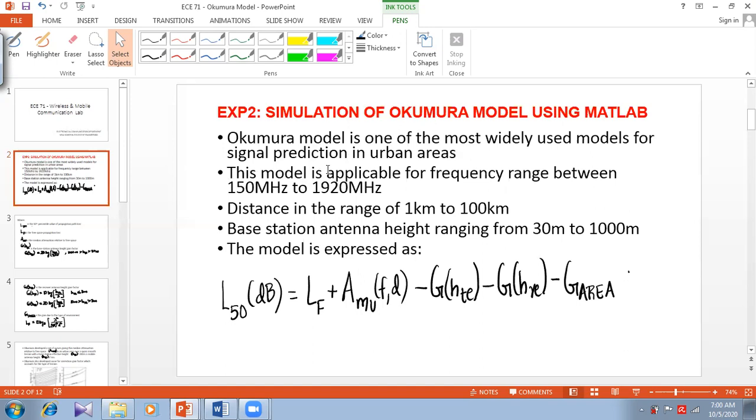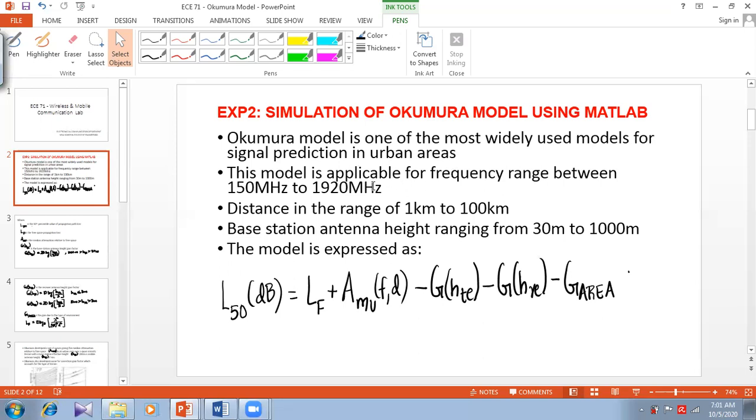This model is applicable for a frequency ranging between 150 megahertz to 1920 megahertz. The separation distance between the transmitting and receiving antenna has to be in a range of 1 kilometer to 100 kilometers. And the base station antenna height has to range between 30 meters to 1000 meters. These are the few conditions laid down by Okumura when he developed his model.